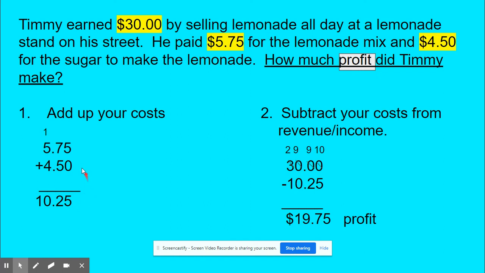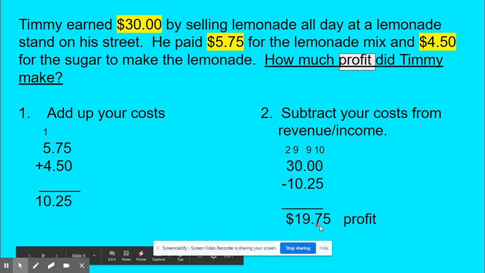So once we have all our costs, we've got to subtract it from our revenue or income. How much did he make in his lemonade business? Well, he made $30. $30 is not his profit. You've got to subtract all his expenses or costs for all the materials to make the lemonade, and that was $10.25. So if I subtract, I get $19.75, and that's my profit.